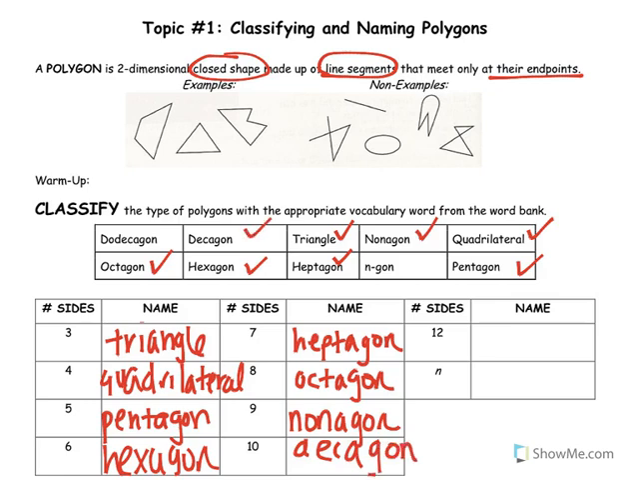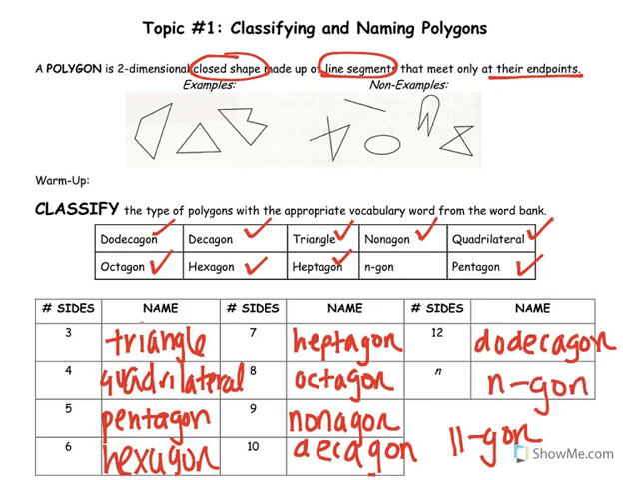We don't really have a classification for 11 sides. We'll just call that an 11gon. And then 12 sides is a dodecagon. It's like a decagon plus 2. And then anything other than these listed here, we just call an n-gon. So kind of like the 11gon. We would go 13gon, 14gon, 15gon, and so on and so forth.